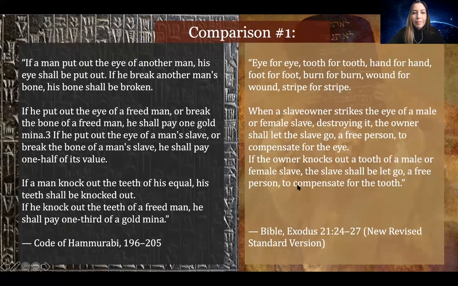If a man put out the eye of another man, his eye shall also be put out. If he break another man's bone, his bone shall also be broken. If he put out the eye of a freedman, or break the bone of a freedman, he shall pay 1 gold mina. If he put out the eye of a man's slave, or break the bone of a man's slave, he shall pay 1/2 of its value. If a man knock out the teeth of his equal, his teeth shall also be knocked out. If he knock out the teeth of a freedman, he shall pay 1/3 of a gold mina.